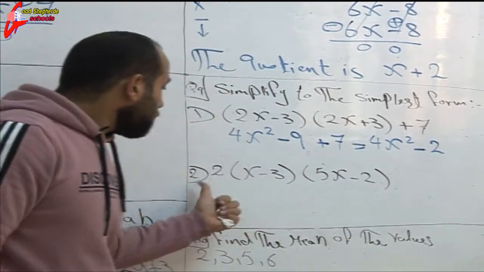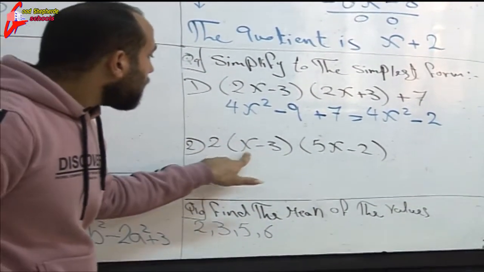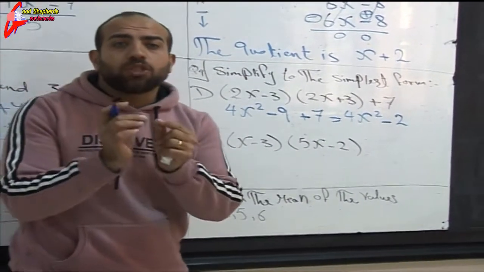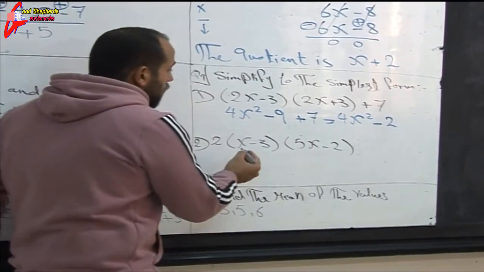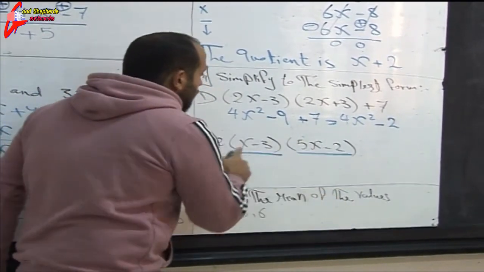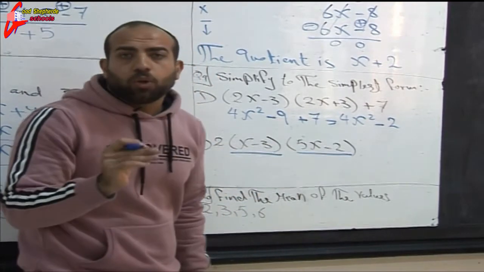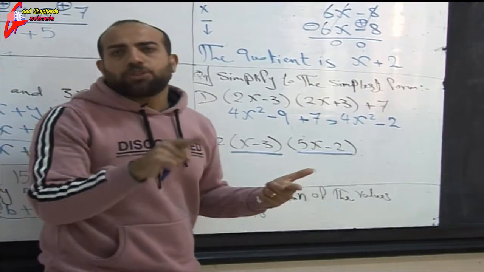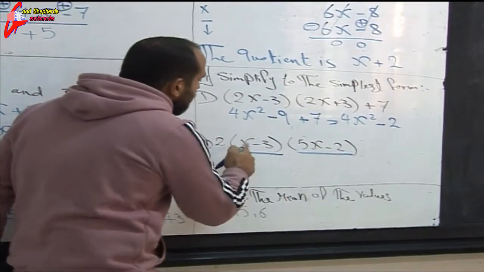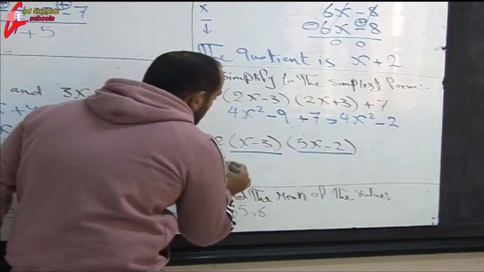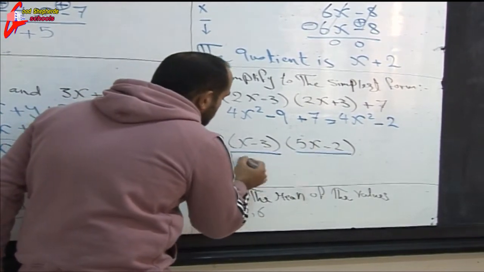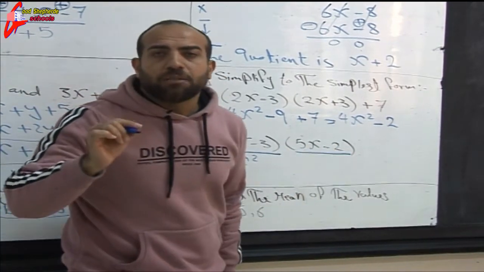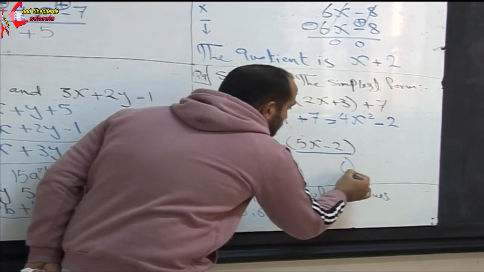Finish. Number 2: 2 bracket x minus 3 and 5x minus 2 between bracket. First, we have to simplify the bracket. x times 5x, we will follow the rule: first times first, second times second, product of means plus product of extremes. First times first, x times 5x, we will get 5x². Negative 3 times negative 2, don't forget, negative times negative is positive. 3 times 2, you will get 6.